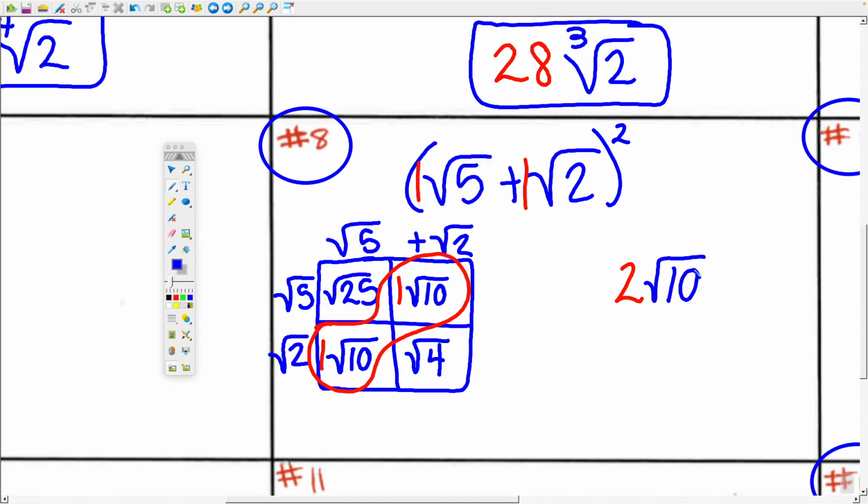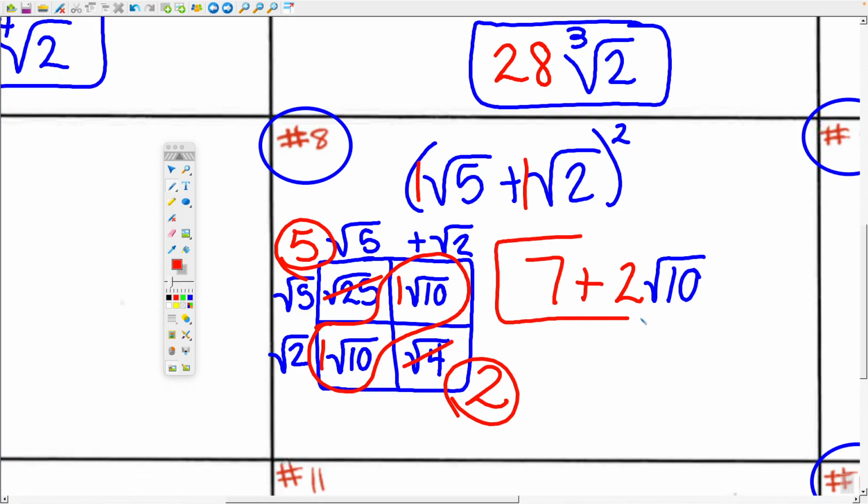And then both of these radicals are going to disappear, because the square root of 4 is 2. The square root of 25 is 5. So I just have 5 plus 2, which is 7. So there's my answer. I don't care which one you put first. You can put the 2 times square root of 10 first or the 7.